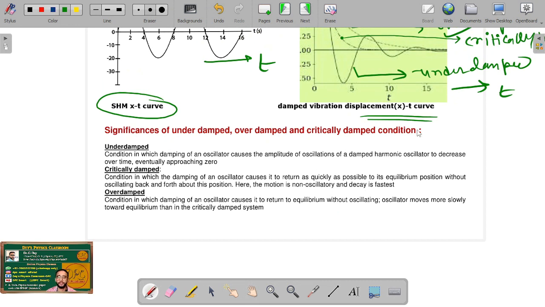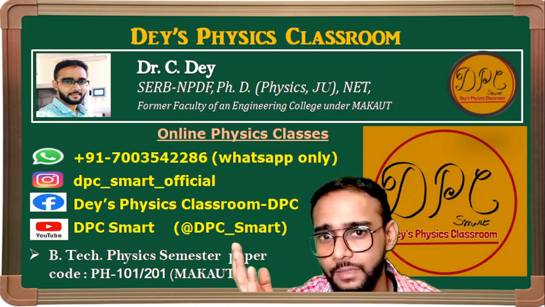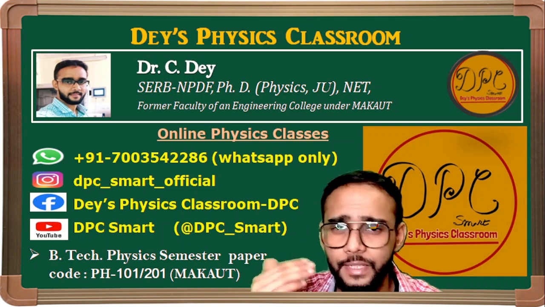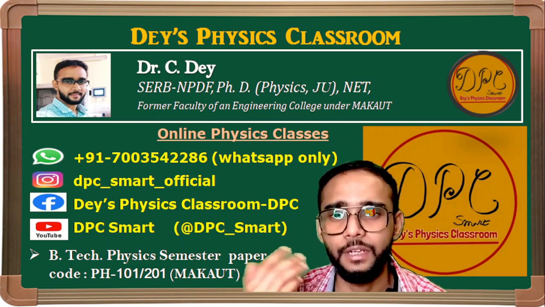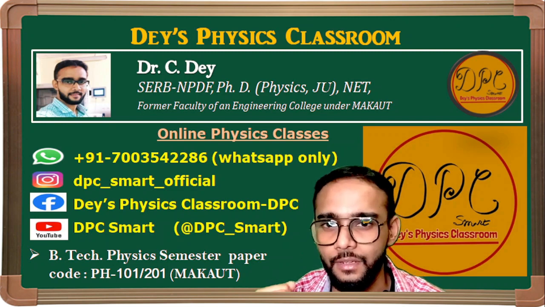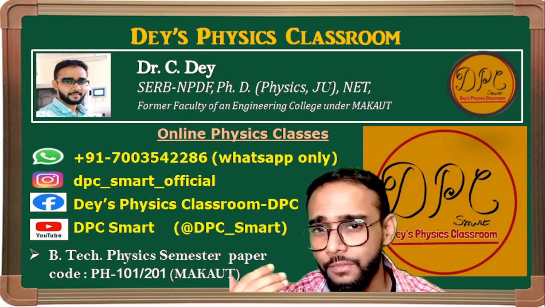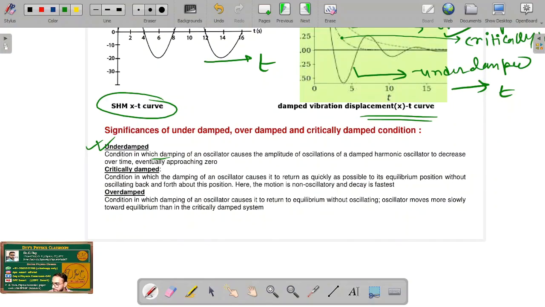Next we will discuss the significance of these underdamped, overdamped and critically damped vibrations. In case of underdamping, the motion is oscillatory in nature and its amplitude will decay exponentially with time and reach zero after a certain time. So for underdamping vibration, oscillatory motion is present and the amplitude of oscillation of a damped harmonic oscillator decreases with time and eventually approaches zero. So this is the significance of the underdamped case.